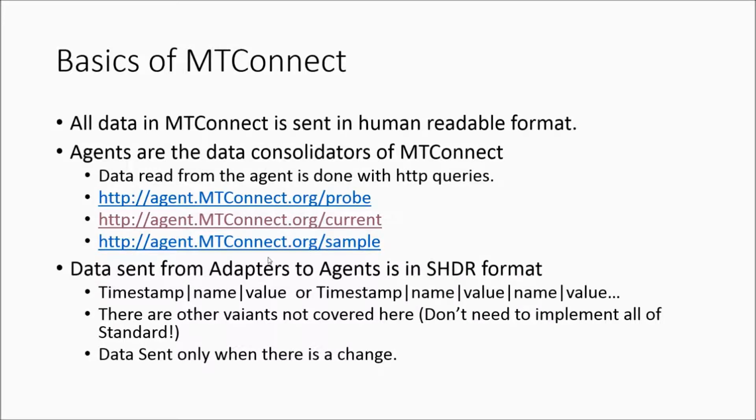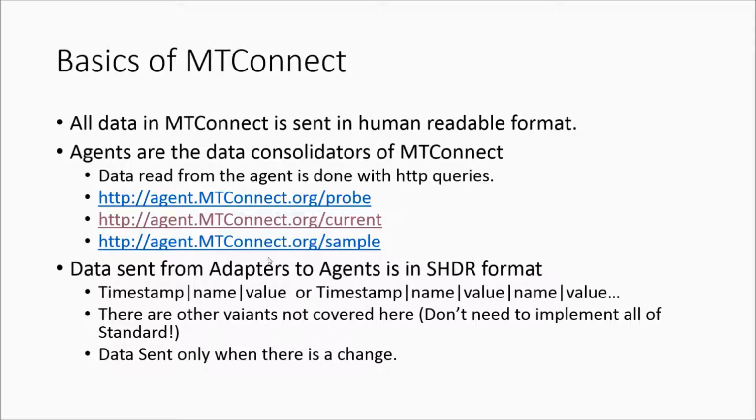Lastly, data sent from the adapters is sent in the SHDR format, which basically is just a timestamp, name, and then a value. For example, a timestamp, then an e-stop, and then true or false. They have an alternative format where you can put more than one tag and value on a line. That's where they're sampling XYZ from a machine tool, and they can put it all together with the same timestamp.